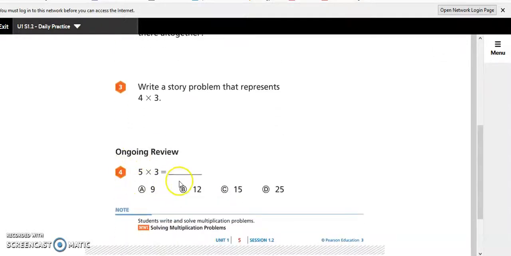And then last, for this one, you're going to multiply 5 times 3. It might be helpful to draw a picture. So maybe you should draw 5 groups, put 3 in each group, and then count them all up to find the total.